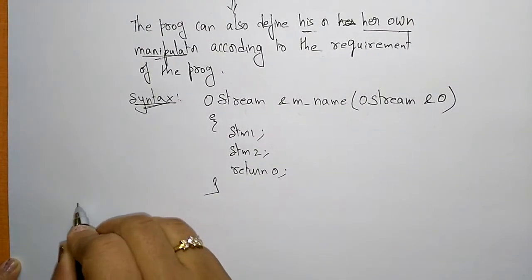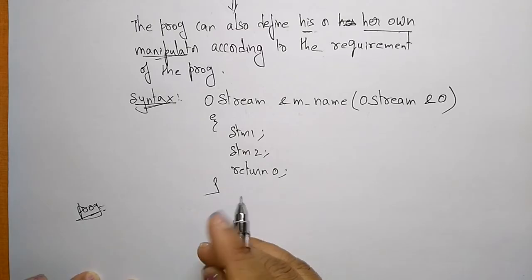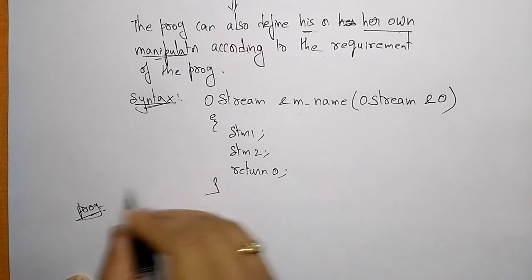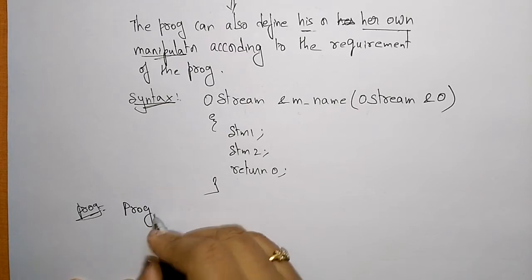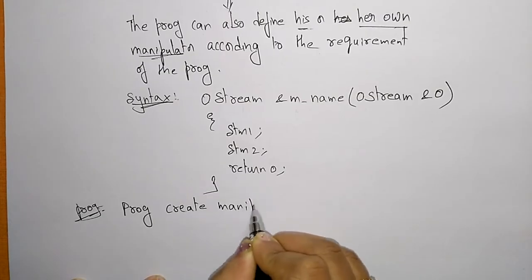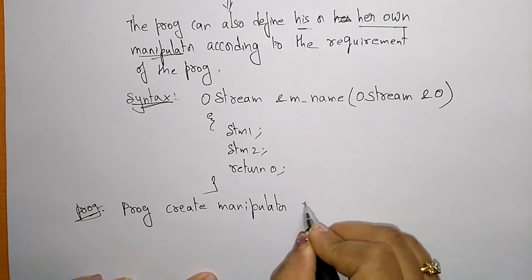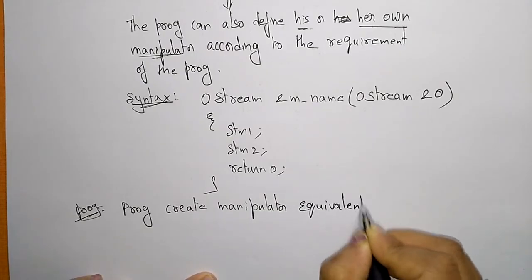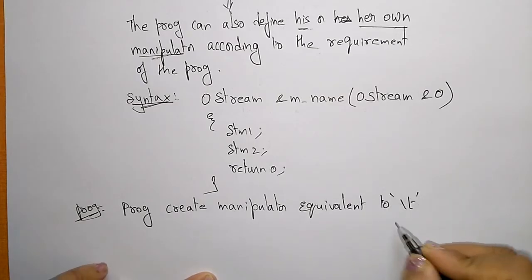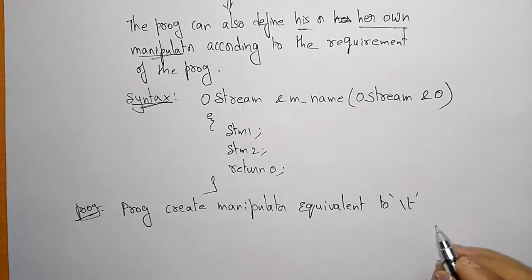Now let us see one program. So this program creates a manipulator, that is a user defined manipulator you are creating. Program to create manipulator equivalent to /t. So /t is already included in the library functions. So you are creating your own manipulator. That manipulator is equivalent to the tab. Use it in the program and format the output.